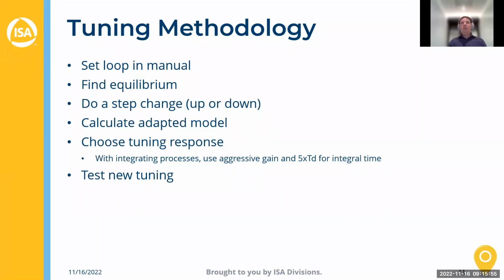So when you want to tune a level controller, you would set your loop in manual, find the point of equilibrium, and then do a step change up and down, and then calculate your adapted model, just like I showed you.